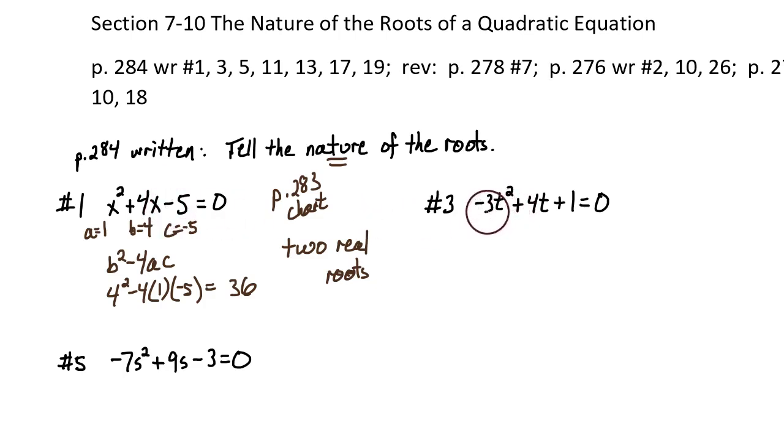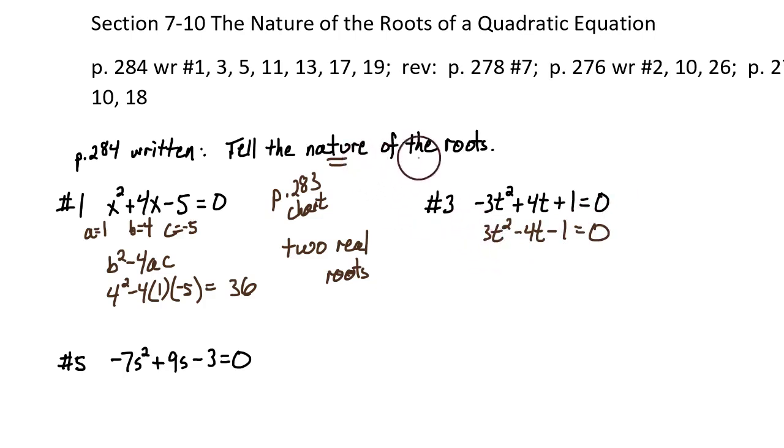For question 3, we have a quadratic equation that is almost in standard form. It's typical to have the value of a be positive. So before you do anything, it might be worth multiplying all terms by -1 to rewrite them. Now the value of a is positive 3.